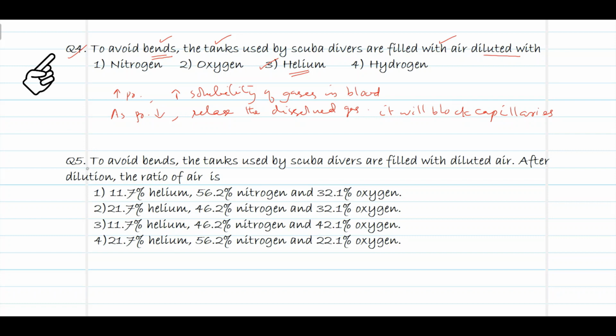Question 5. To avoid bends, tanks used by scuba divers are filled with diluted air. After dilution, what is the ratio of the air? When air is diluted, its composition becomes different. The diluted air contains 11.7% helium, 56.2% nitrogen, and 32.1% oxygen. So the answer is 1. Thank you.